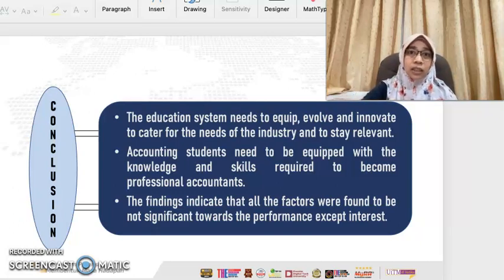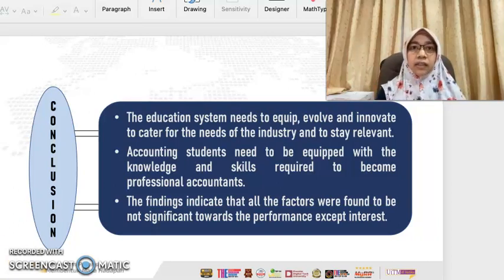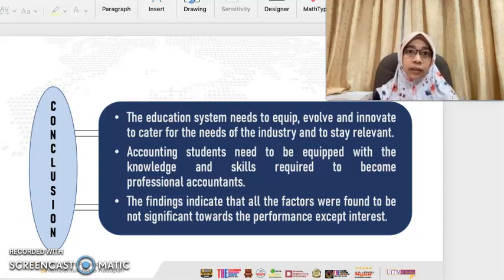Without their interest, without their passion, without their perseverance, they wouldn't be able to continue taking up this subject and perform. So this study highlights that interest is very important when students want to pursue their studies, specifically in accounting education. We must make sure that students have their interest, otherwise they won't be able to perform in their study. Further studies can look into how we can inculcate interest in these students, and when we encourage students to take up accounting, we must make sure that they have their interest in this particular area.